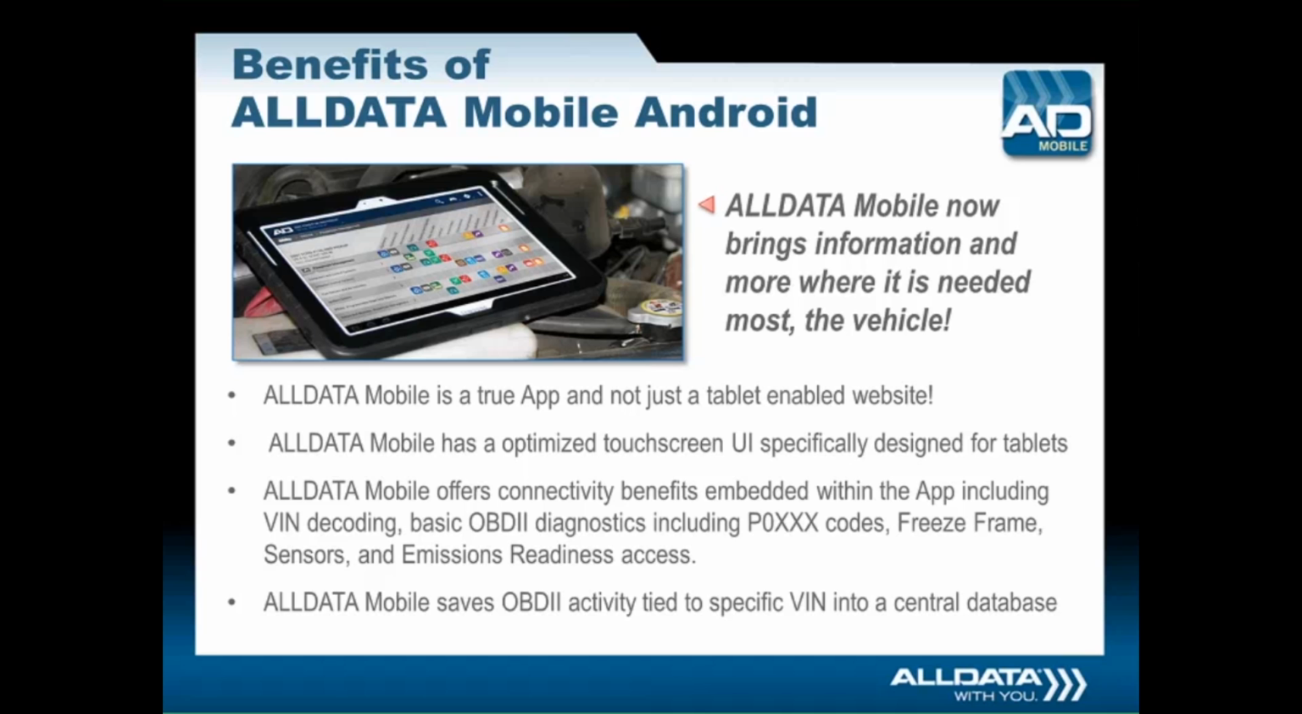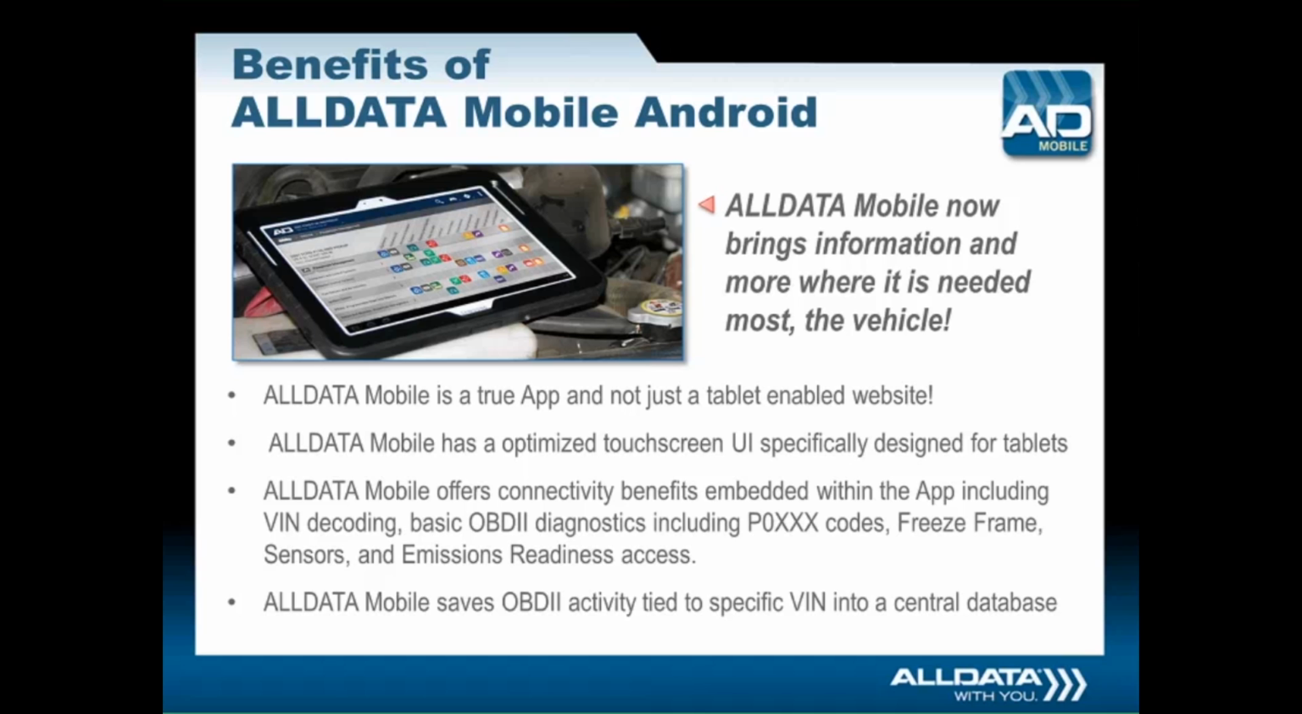In this case, it's OBDII level diagnostics. With that, we have VIN decoding. You could decode the VIN directly from the ECU, or if that vehicle doesn't support VIN capture within OBDII standard, we have a VIN barcode scanner within it that decodes the VIN. We're handling basic OBDII diagnostics, including all the P0 codes. With the P0 codes, we're capturing freeze frame information. We have sensor data, and we're able to access the emissions readiness monitors.